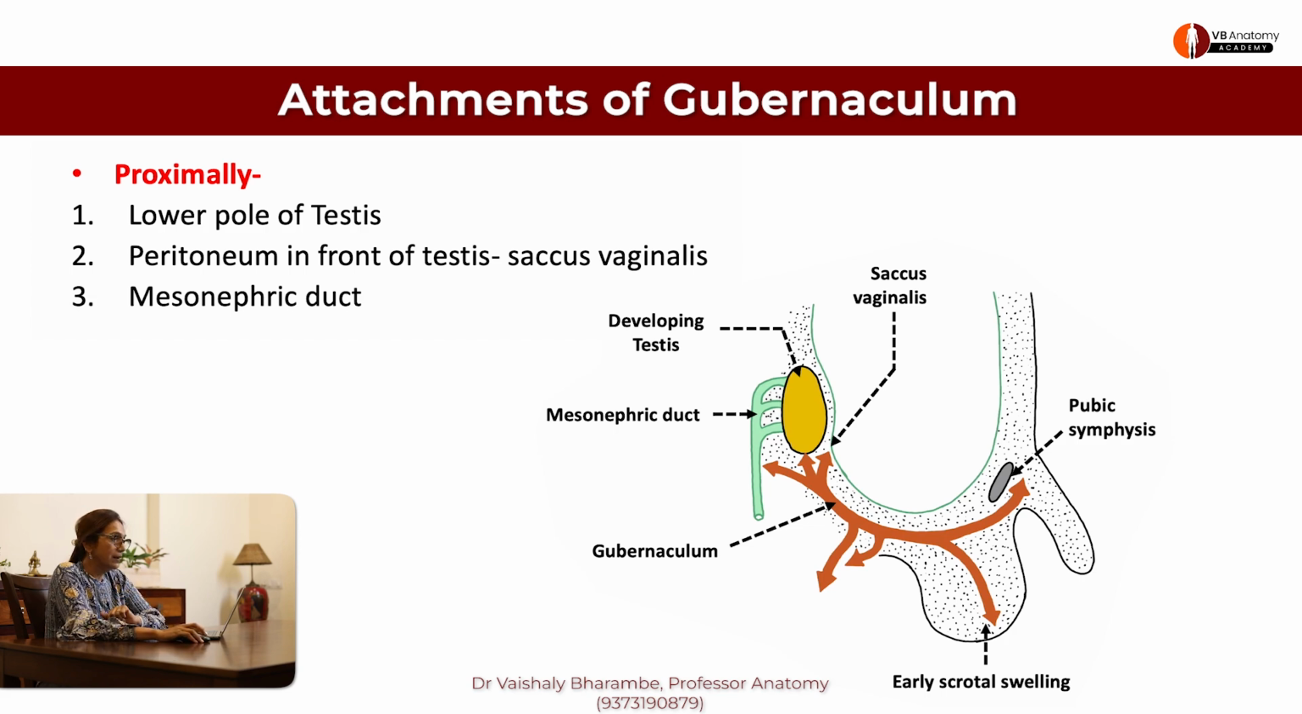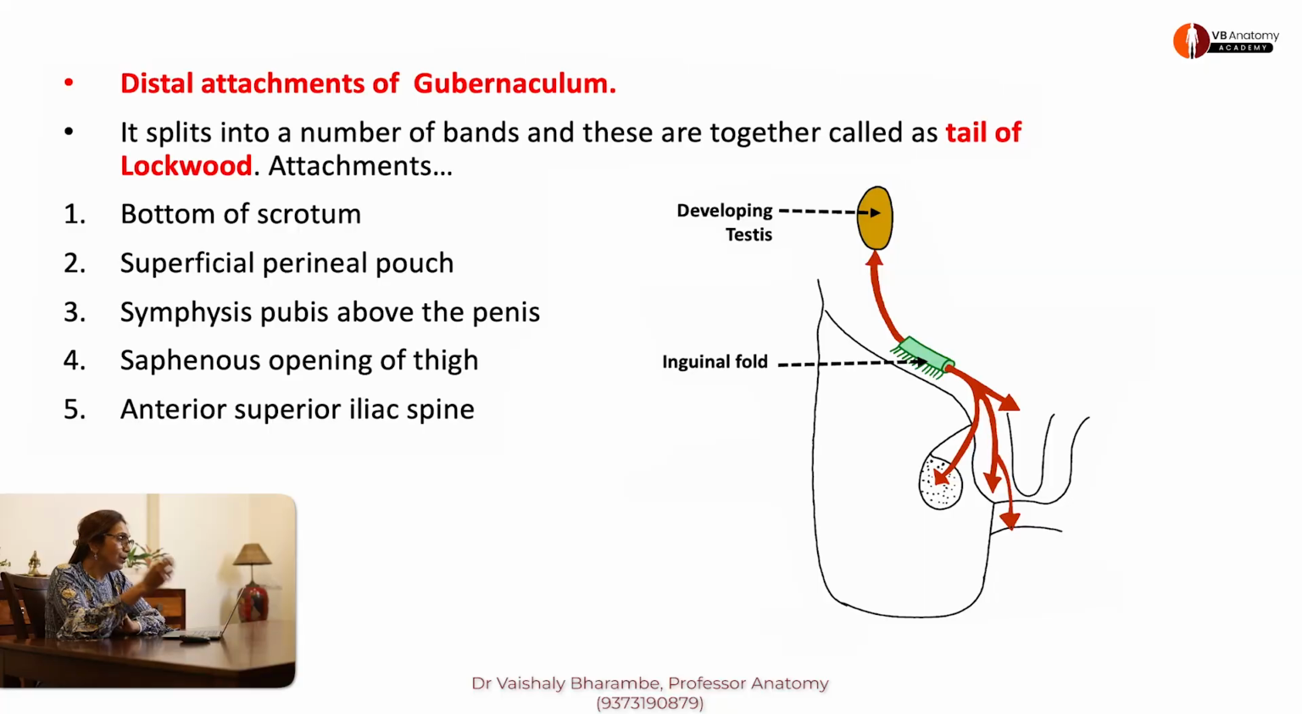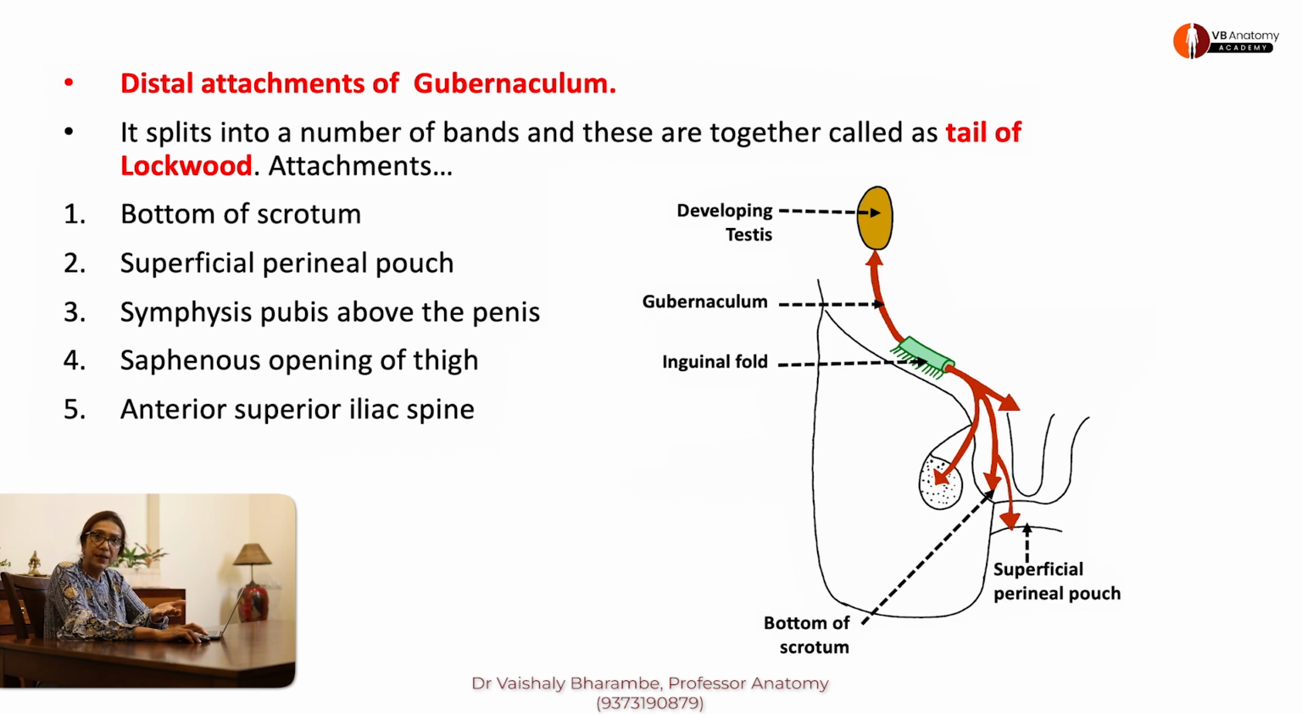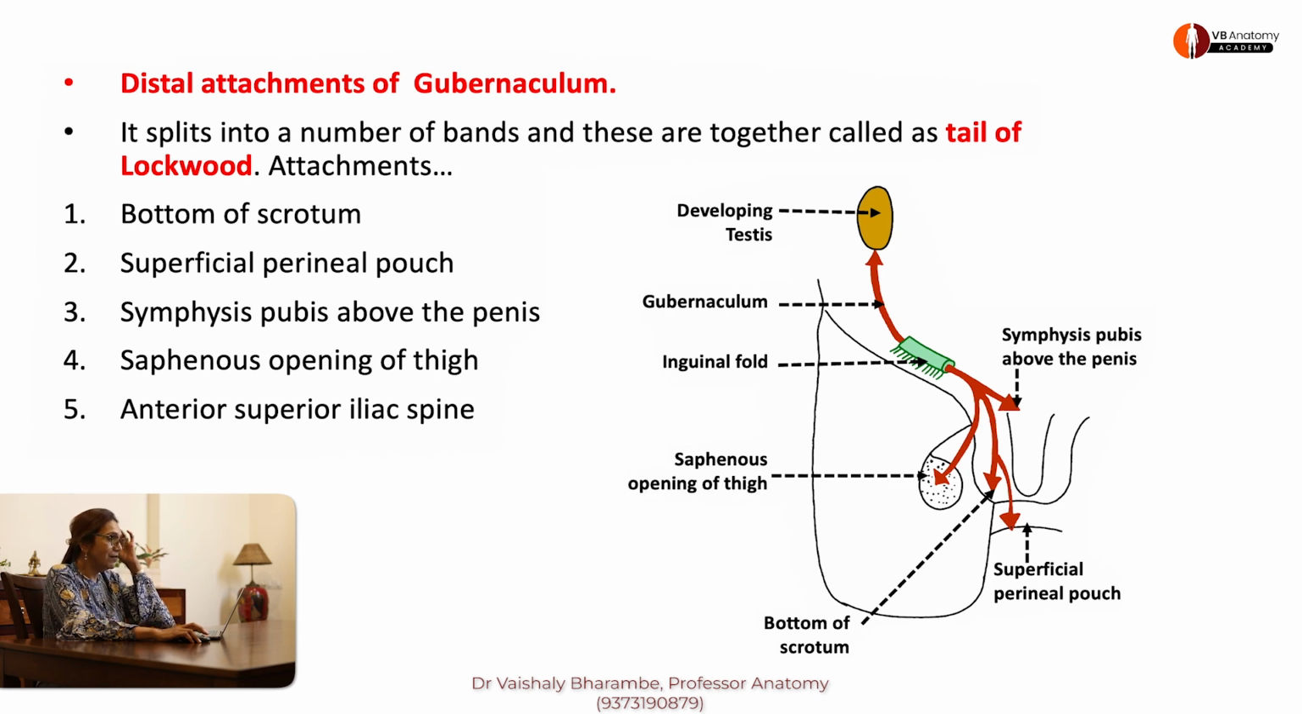At the lower end, this gubernaculum splits into a number of tails called tails of Lockwood. Through these tails, it gets attached to the bottom of the scrotum as seen here, or it also gets attached to the superficial perineal pouch, to the base of penis, to the saphenous opening of the thigh, sometimes even to the anterior superior iliac spine. So it's like a thread that has split and has gone to different places to get attached. How does it matter? Yes, it matters.